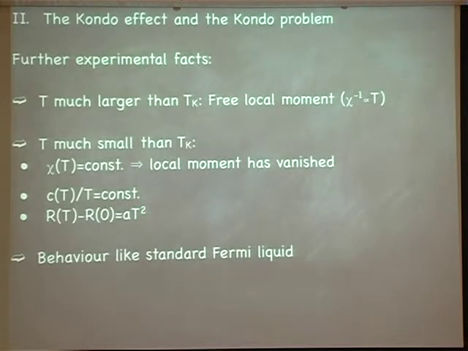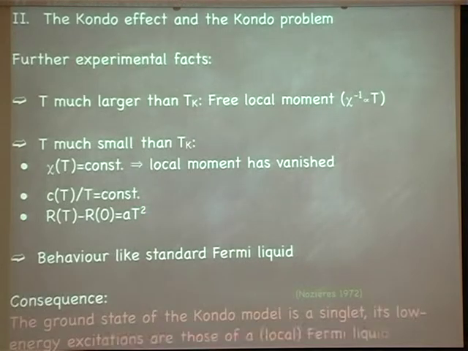So what has happened? The consequence is, and I think this was Nozières in 1972 or so who suggested it, that one has to interpret the ground state of this Kondo model from these experimental facts. At that time one didn't know the theory for that, but from the experimental facts alone, the ground state of a Kondo model is a singlet, because there's no moment anymore in the system. Here you have a moment, but here you don't. So the only thing that's left is a singlet.